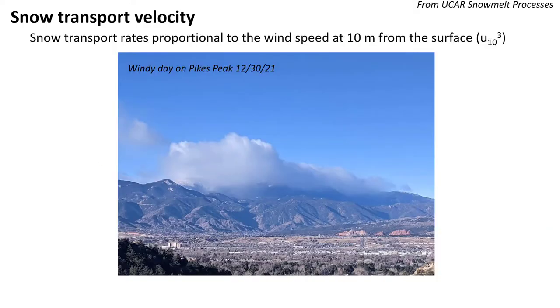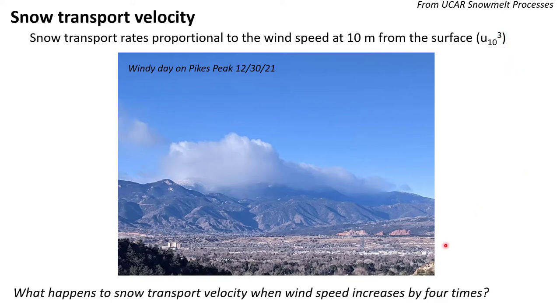So in terms of the velocity at which snow grains can move through the air, the snow transport rates are proportional to the wind speed at 10 meters off the surface, so that's roughly 30 feet off the ground, which we signify as U10. And the relationship is cubic.